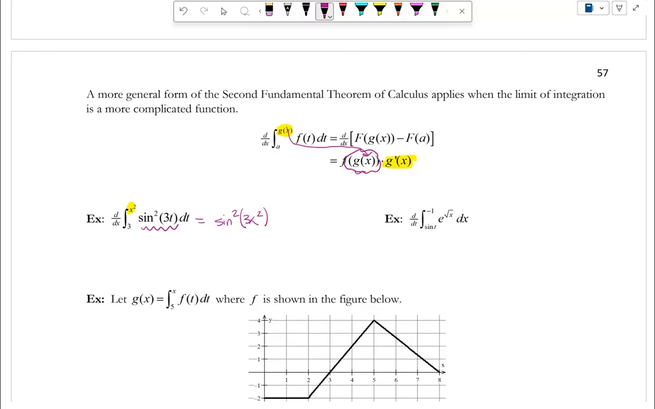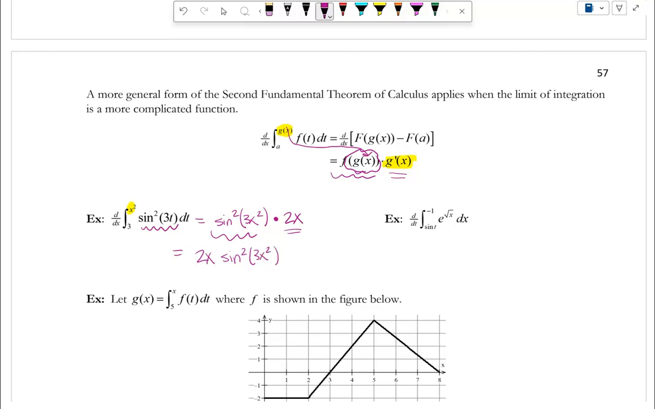But then, because I'm taking the derivative of something where my input was x squared, not just plain old x, the chain rule tells me I have to multiply by 2x. So this piece is our f composed of g, and then the 2x is our times g prime of x. So if I were to clean that up, I would probably just write that as 2x times sine squared 3x squared.